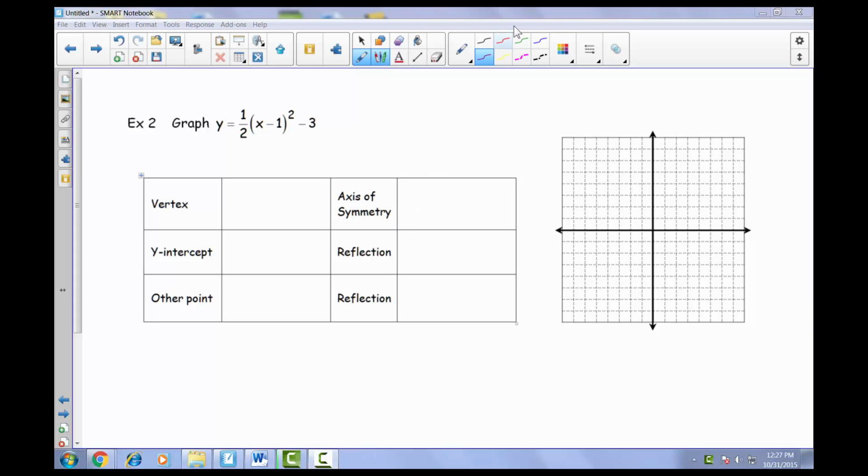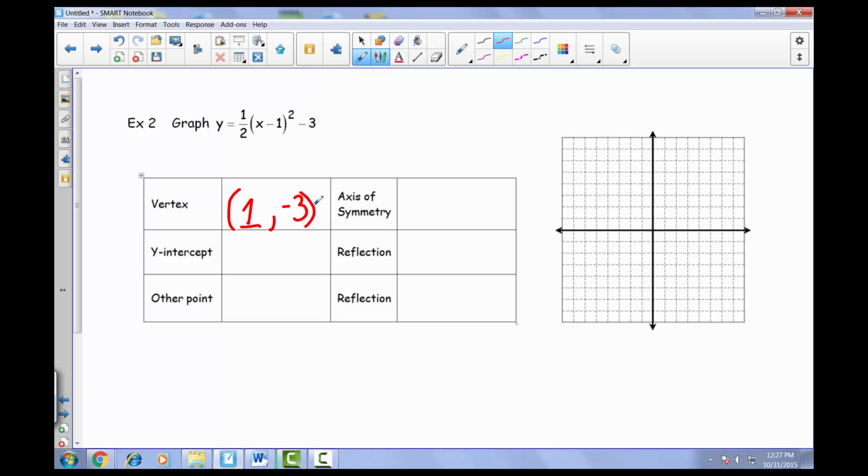Here we are at example 2 from our 4.2 set of notes. We notice that we're asked to graph this function in terms of vertex form and to complete the table. Now, when we are looking at this in vertex form, the easiest thing to find is the vertex, because it's pretty much just taking the opposite of this number inside of your parentheses. In this case, since it's -1, we would have +1. And then we would take our k value just as it is, so it would be -3.